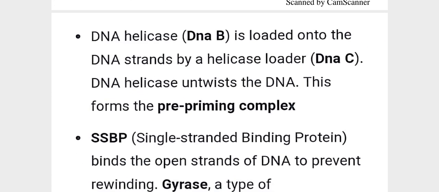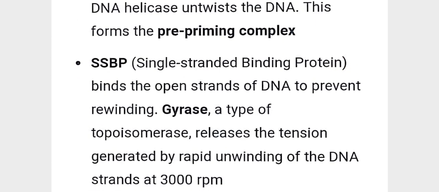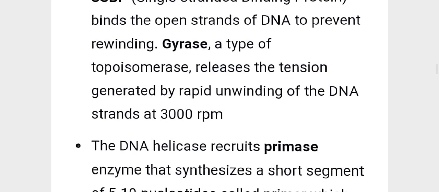DNA helicase, DnaB, is loaded onto the DNA strands by helicase loader DnaC. DNA helicase untwists the DNA. This forms the pre-priming complex. SSBP, single-stranded binding protein, binds the open strands of DNA to prevent rewinding. Gyrase, a type of topoisomerase, releases the tension generated by rapid unwinding of the DNA strands at 3000 RPM.